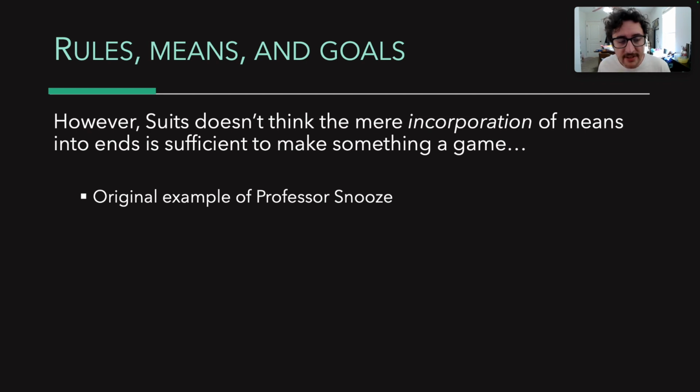So firstly, he gives an original example involving a character he calls Professor Snooze. This is an imaginary example, but he says, imagine you're on campus and across the field, you see Professor Snooze napping underneath a bush. And you realize that that bush is actually a man-eating plant and it's about to try to eat Professor Snooze. Your goal is to save Professor Snooze. You start running towards Professor Snooze and then you notice a sign that says, keep off of the grass. So there's a rule that says don't go on the grass, but you just don't even think about it. You just keep running and go right across the grass. Clearly you're not playing a game.